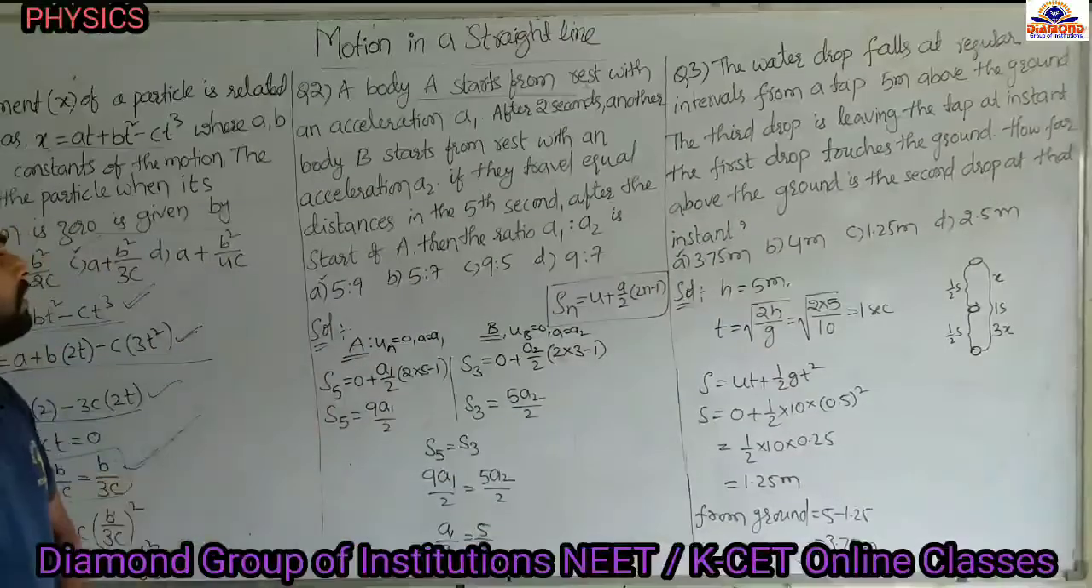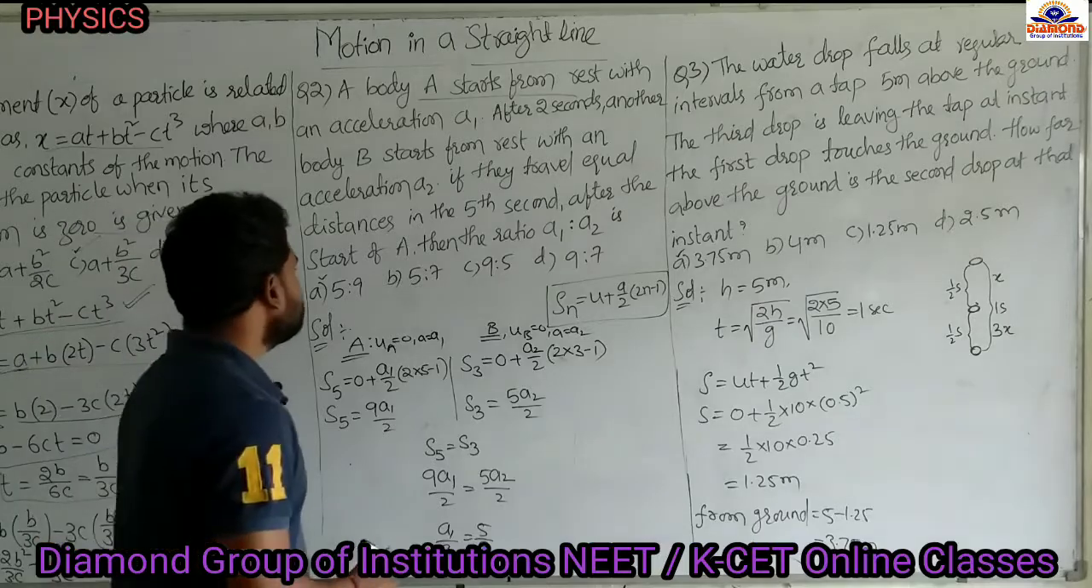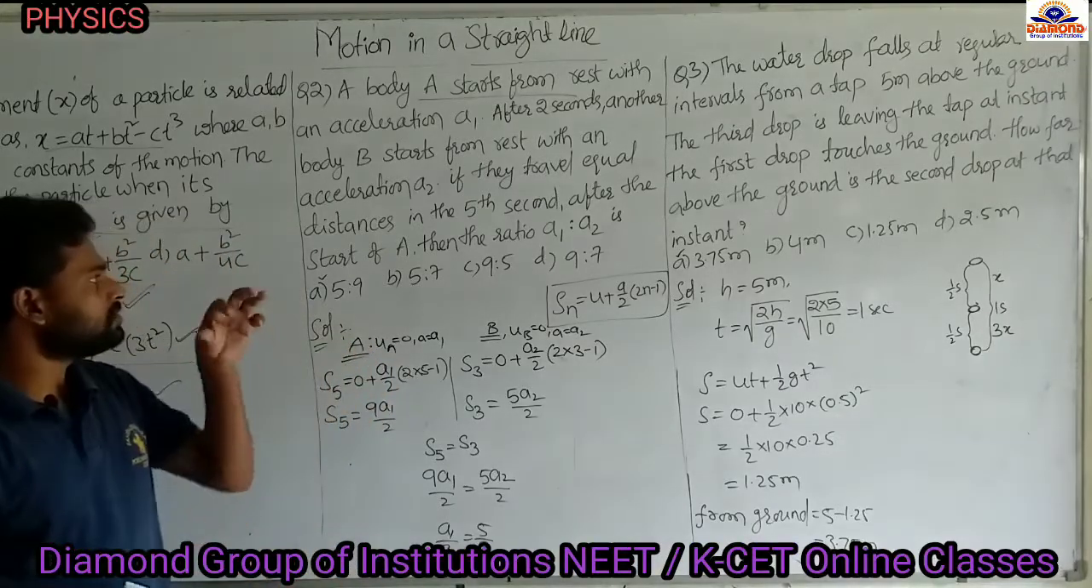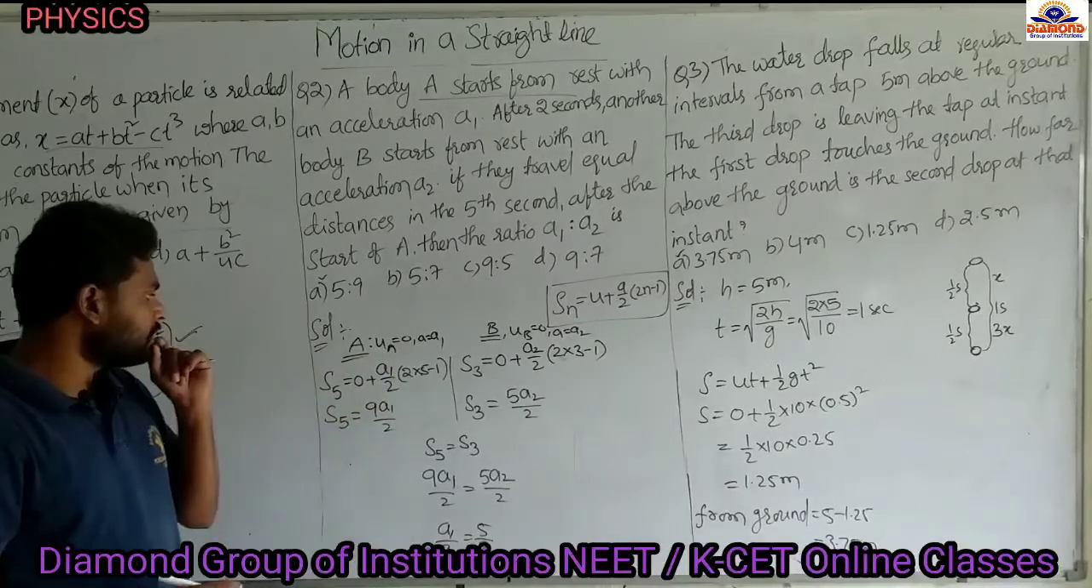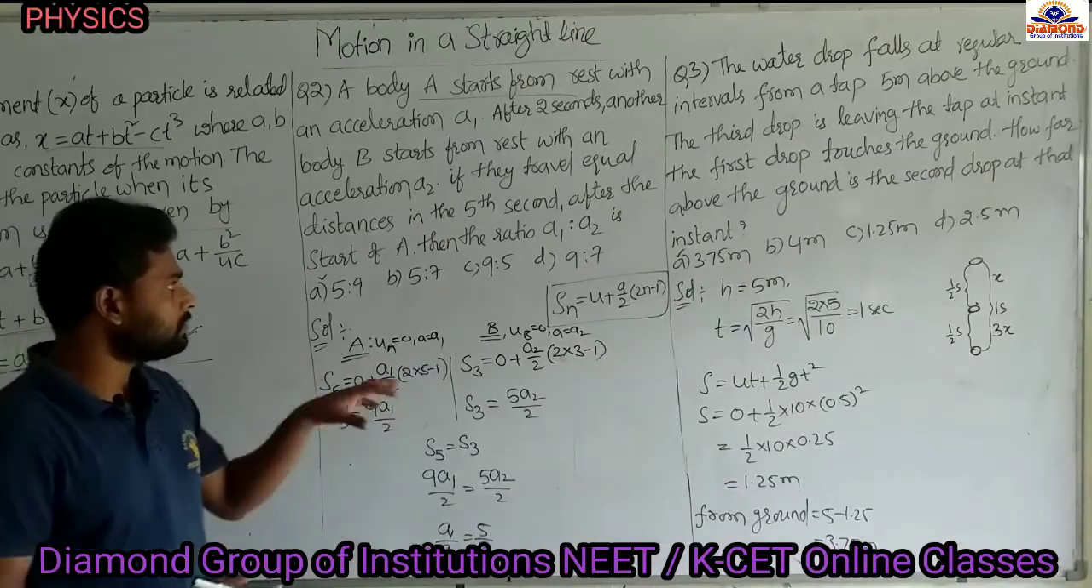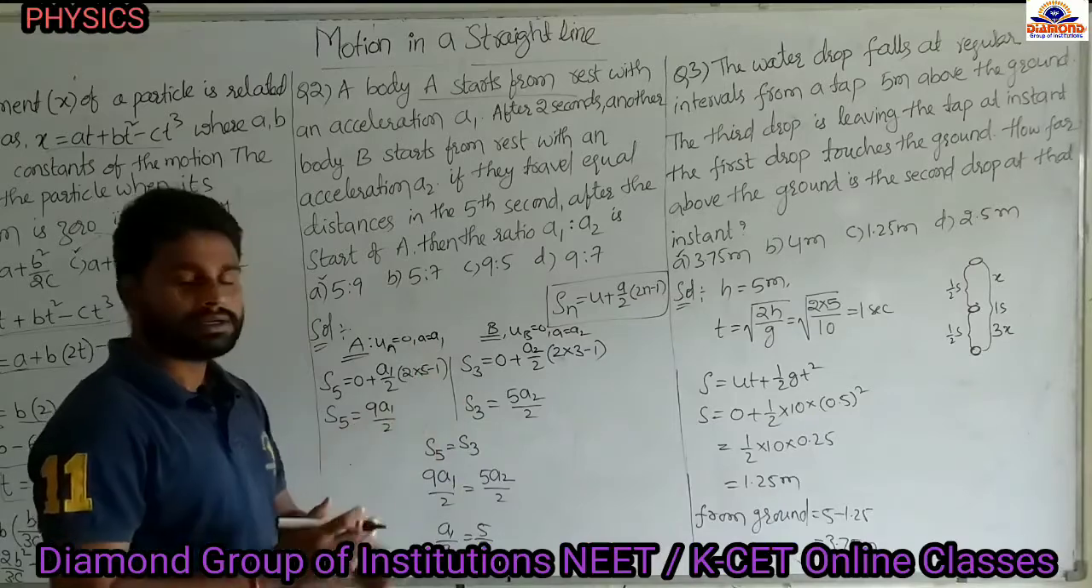If they travel equal distances in the 5th second after the start of A. So A covers some distance in the 5th second, and in the same time B also covers the same distance.